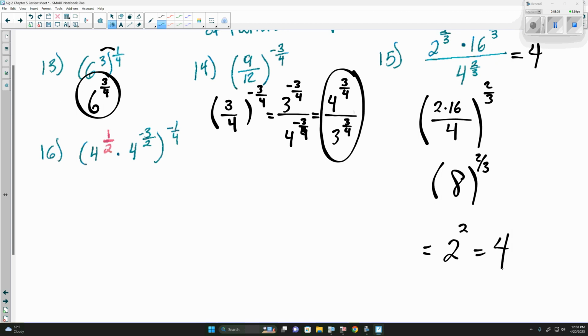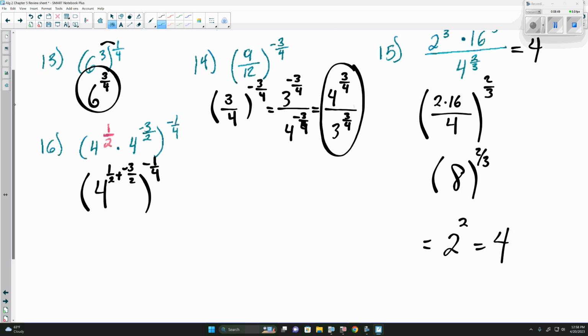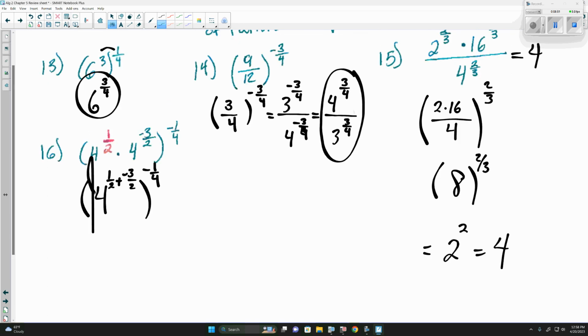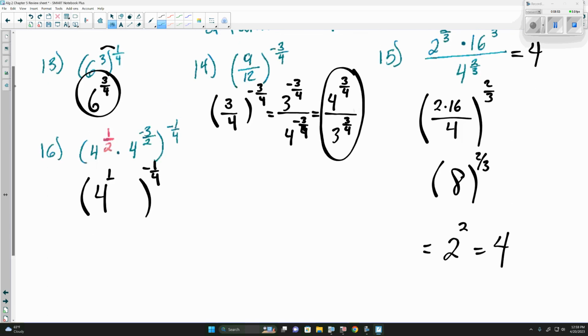The last one most likely is not going to work out nicely. But since we have like bases, 4 and 4, when we multiply like bases, we add the exponents. Apparently it's going to scroll.